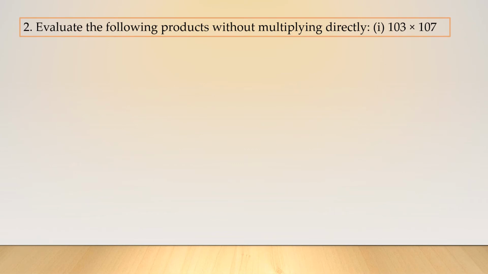Now the second question. Evaluate the following products without multiplying directly. They are saying you don't have to multiply 103 with 107 directly. You have to use the identity. Now we will multiply these two numbers. We will use the identity.